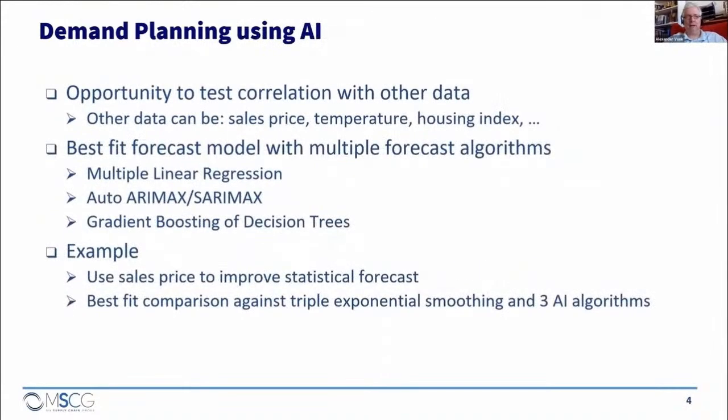So demand planning using AI, can you elaborate on what kind of AI can be used for demand planning within SAP IBP? Sure. So here we're going to use 3 forecast models, which are based on machine learning: multilinear regression model, auto ARIMAX and SARIMAX, and the third one is gradient boosting of decision trees. So here we'll be using the same input in our example, sales price, for example. You can also have other parameters like weather forecast, temperature, or housing index as part of the input to these AI algorithms. And in this video, we'll try to focus on gradient boosting of decision trees.